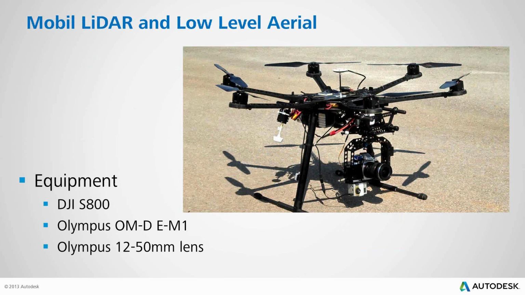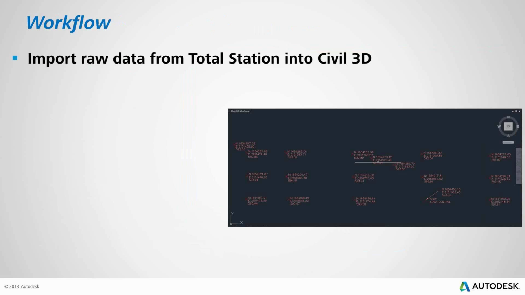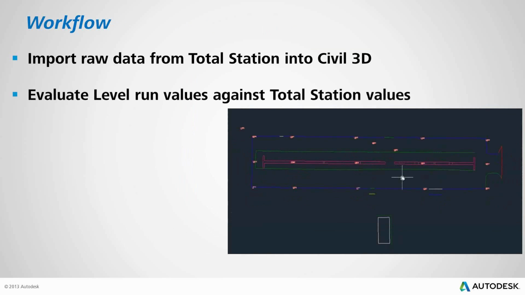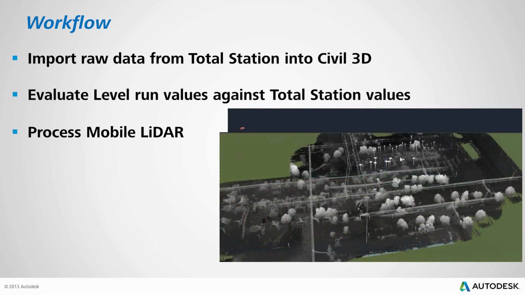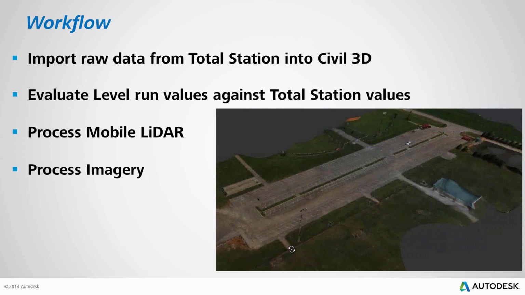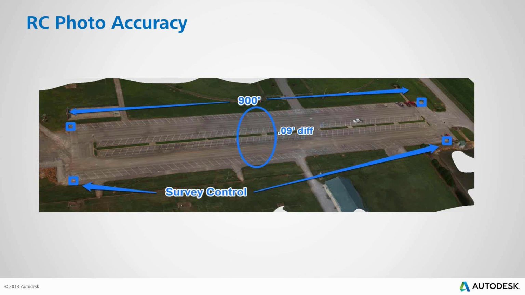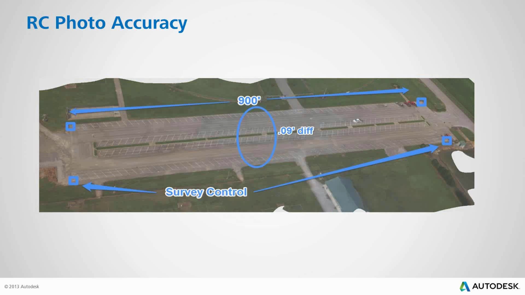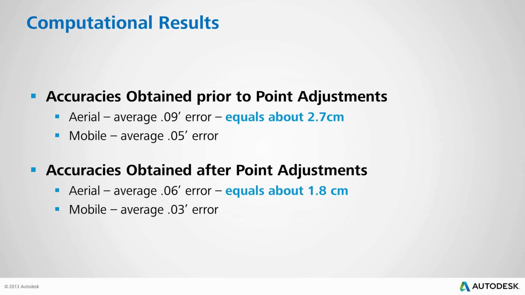We did this test with this equipment, and the workflow was to import the raw data into AutoCAD Civil 3D from a total station, and then compare that to LiDAR values, and then process the imagery, compare the resulting measurements, and evaluate the differences. This was a pretty big project, about 900 feet, and the resulting accuracy is really good. From aerial photos, you would get something like 0.09 feet error, so about 1 inch accuracy.